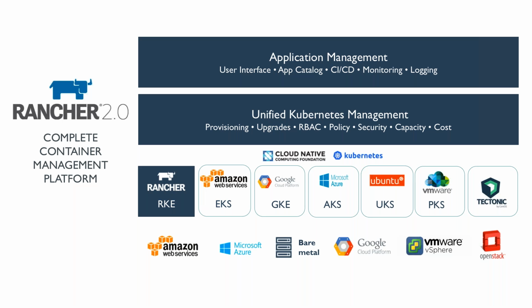We have an application catalog. You can deploy stuff with Helm. You can plug into CI/CD systems. If you don't have a CI/CD system, Rancher ships with a pipeline system that you can just use right away, attach it to your repositories, push some code, watch it build, watch it deploy.